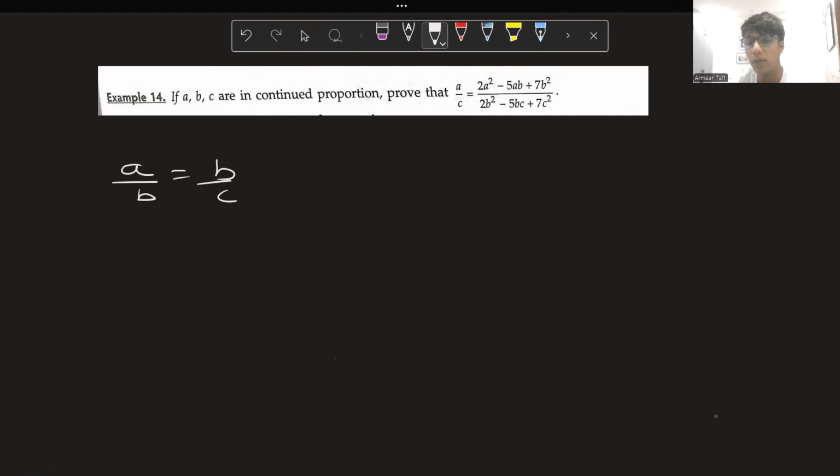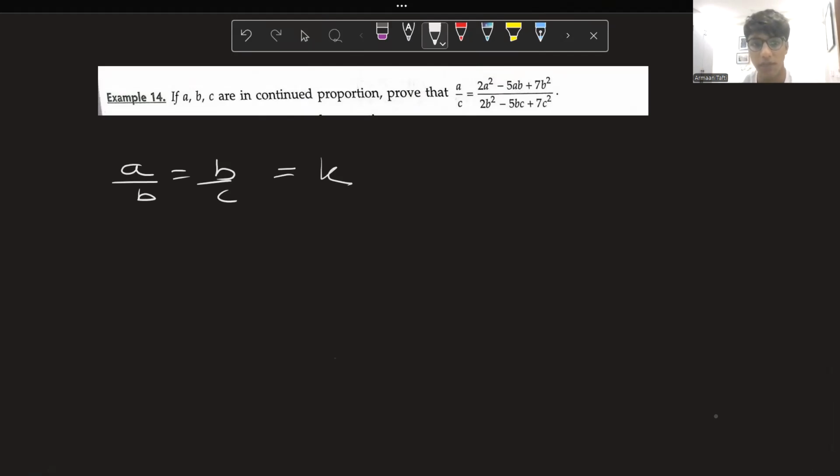Now whenever you get the proving questions, this is a rule that is a given: always make this equal to a third number called k. So take a constant called k. This is a very important step. We'll be using it in all the questions from now on.